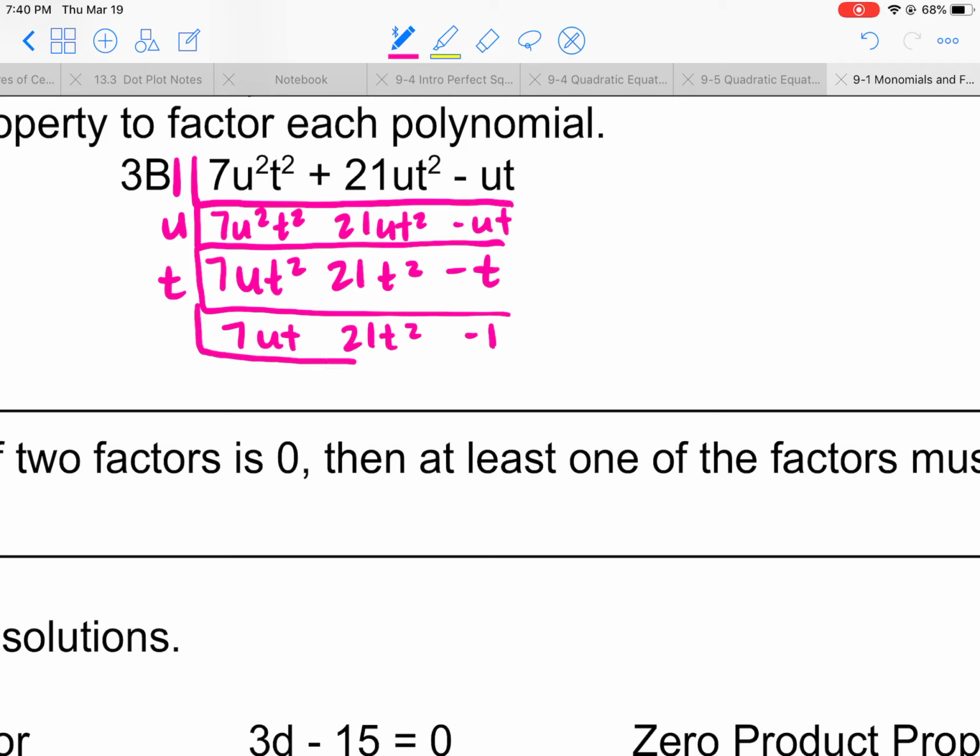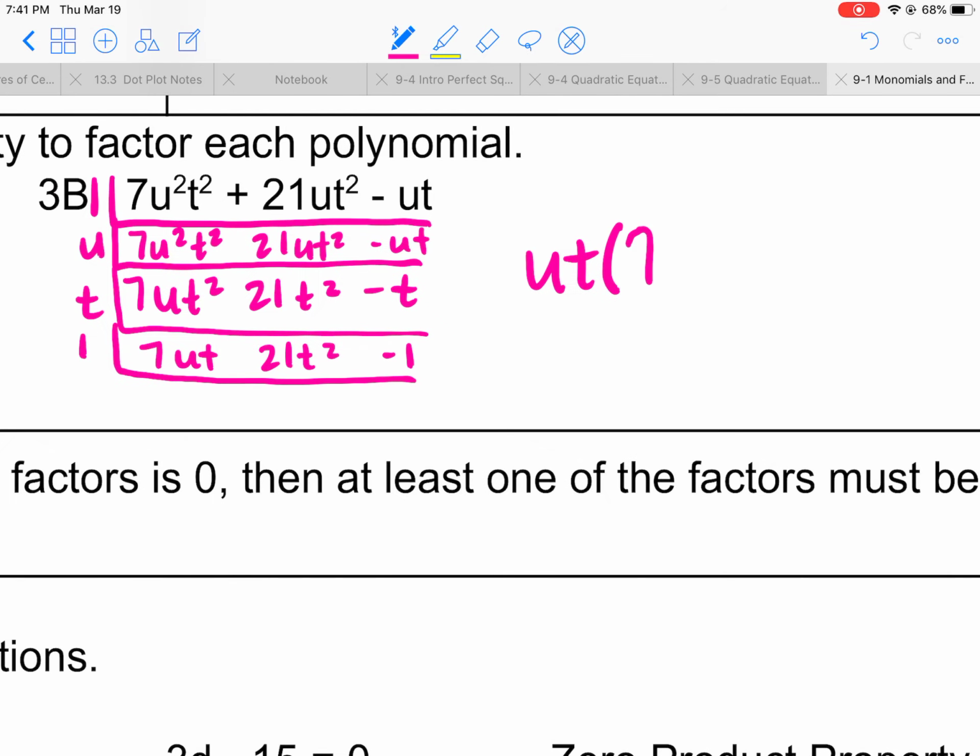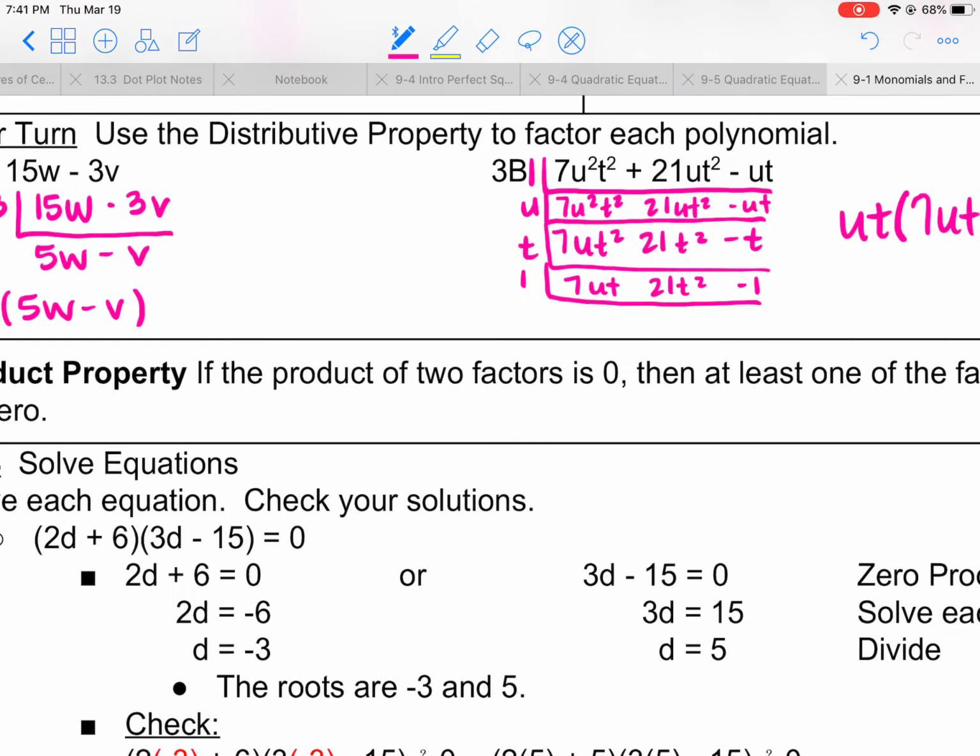I'm at the point where my GCF is going to be 1, so I can write ut, and then I'm left with 7ut plus 21t squared minus 1. To check myself, I can always multiply out.